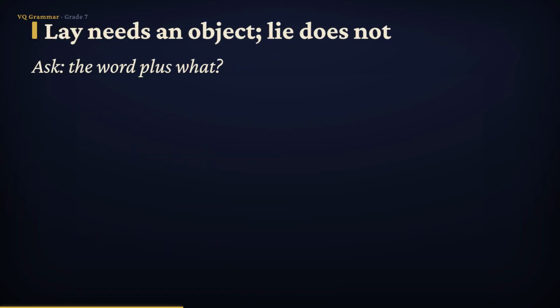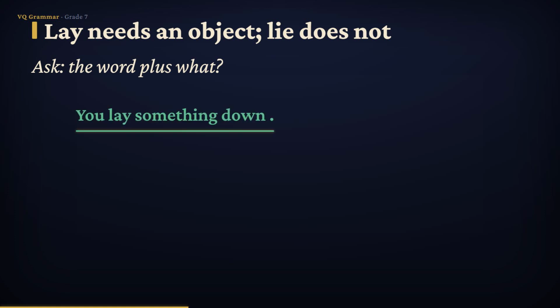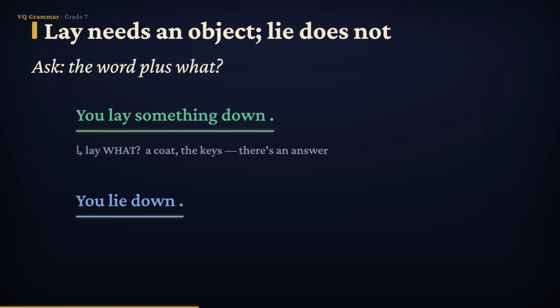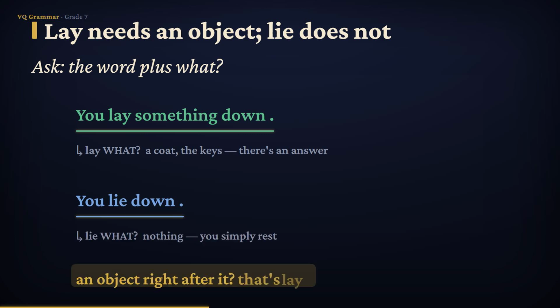Here's the clue that decides it. Lay always takes an object. You lay something down. Ask, lay what? And you'll get an answer, like a coat or the keys. Lie takes no object at all. Ask, lie what? And there's nothing. You simply rest yourself. So if a thing comes right after the word, you want lay. If nothing does, you want lie.